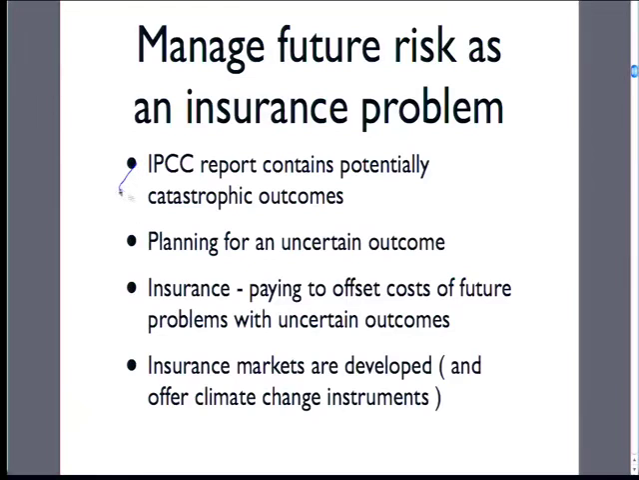So the Intergovernmental Panel on Climate Change has some predictions of future risk if we do nothing that are potentially catastrophic, right? Like the planet will be unusable, or the planet will have huge effects on our economy through really terrible weather events.